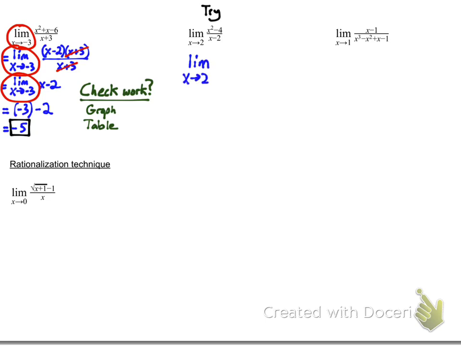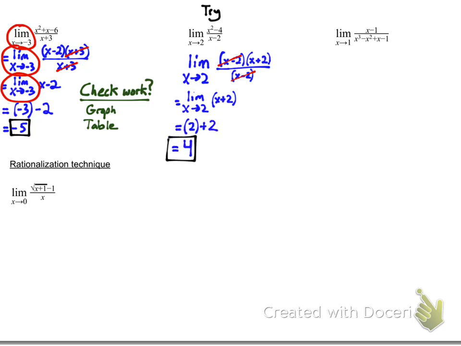Now that you've tried it, I'll show you how to do it. You got the limit as x approaches 2, and we factor the top because it was a difference of squares. Then we divide those out, and we get the limit as x approaches 2 of x plus 2. We can plug it in because it's a nice continuous function, and we get 4. For the next one, go ahead and try that one out before I do it.